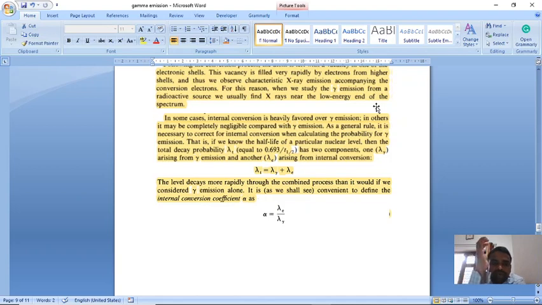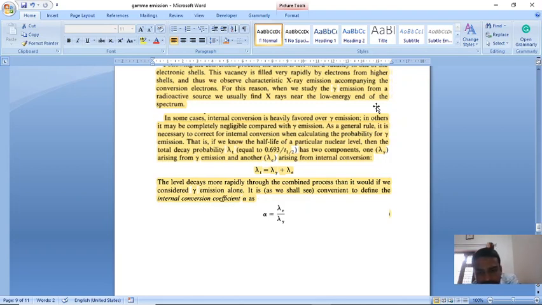That is, if we know the half-life of a particular nuclear level, then the total decay probability lambda T is equal to 0.693 by T half, where T half is the half-life. It has two components, one lambda gamma arising from the gamma emission and the other lambda E arising from the internal conversion. Therefore, lambda T equals lambda gamma plus lambda E. The level decays more rapidly through the combined process than it would if we consider gamma emission alone.